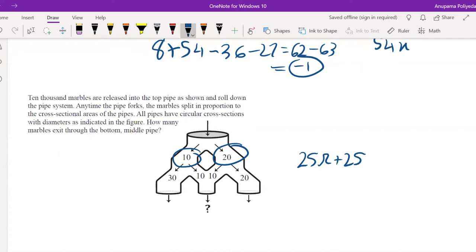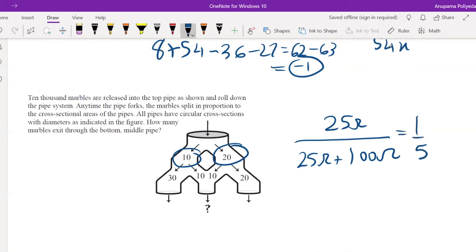So now we can use the cross-sectional areas. This is the total area of the pipes. So we can use each individual area over the sum of their areas to see what fraction of the marbles, and correspondingly how many marbles, will go to the first pipe. So if 1/5 of the marbles will go through the left pipe, how many marbles is that out of the 10,000? 2,000. And how much will the other branch be? 8,000. And now we can apply that same logic for the second branch.